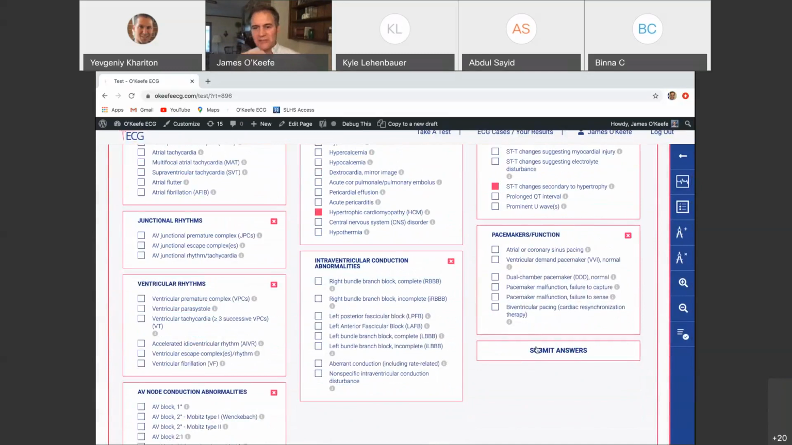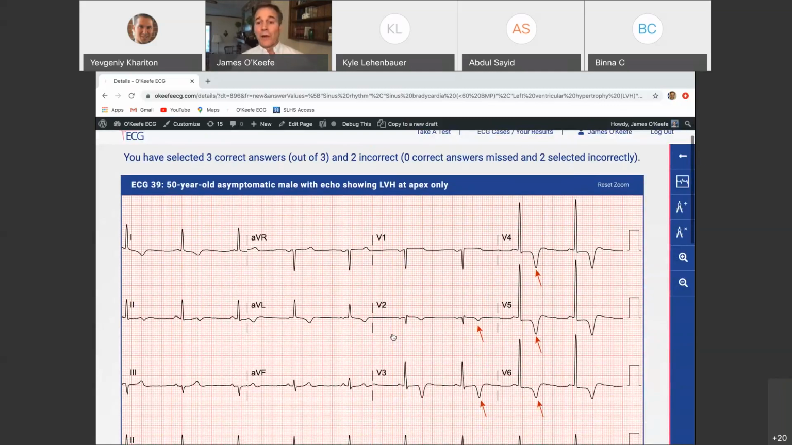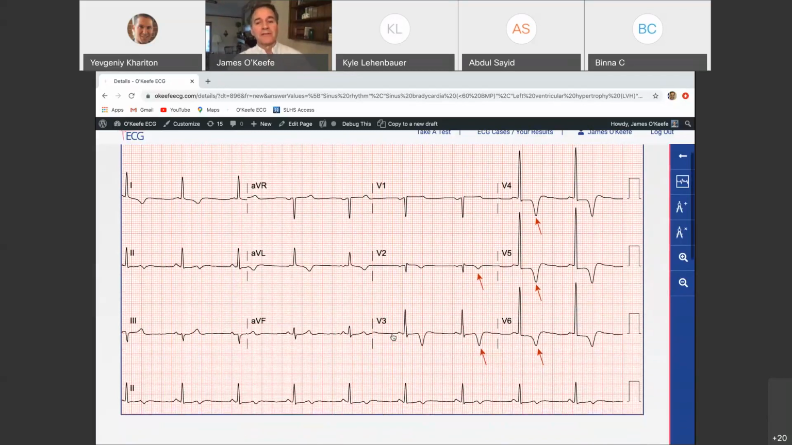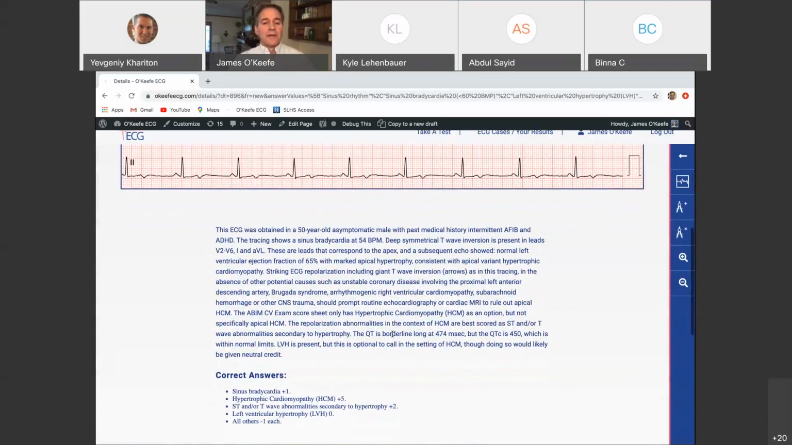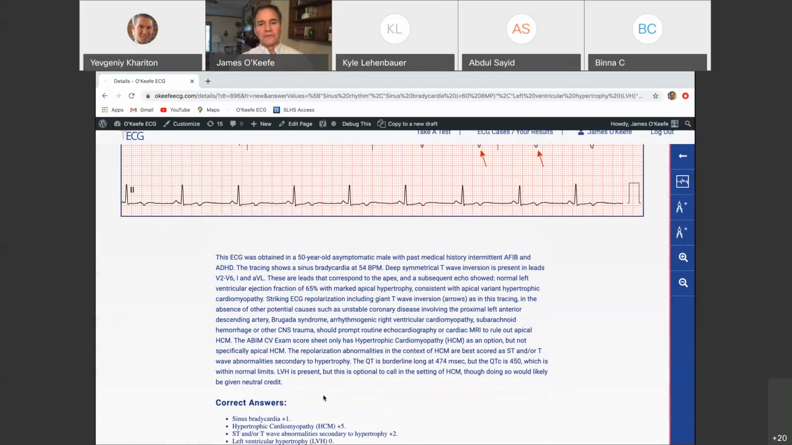The reason that I showed this tracing in particular is that you will see a tracing like this on the boards, and it will depend. This could be Wellens waves with recent non-STEMI or acute ischemia. That's a common pattern that they'll show. But they wouldn't have an asymptomatic male with LVH. They would say this is a male who's had 4 hours of chest pain last night and now comes to your office today. The other tracing that would look a lot like this would be somebody with a CNS injury. You'd separate these out based on the clinical scenario. So in fact, this is hypertrophic cardiomyopathy with STT changes secondary to hypertrophy, and like I say, the LVH is optional to code.